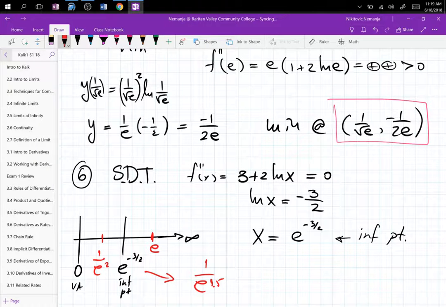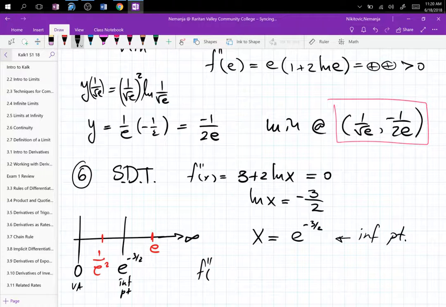So what's bigger than 1.5? Well, 2. Also 3 and 7, but 2 is just good enough. So by making the denominator bigger, we are making the number smaller. So 1 over e squared is a good test point for us. Now we do the second derivative test by plugging these test points into the second derivative.